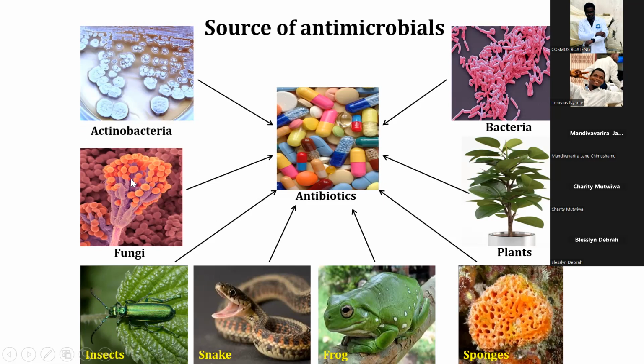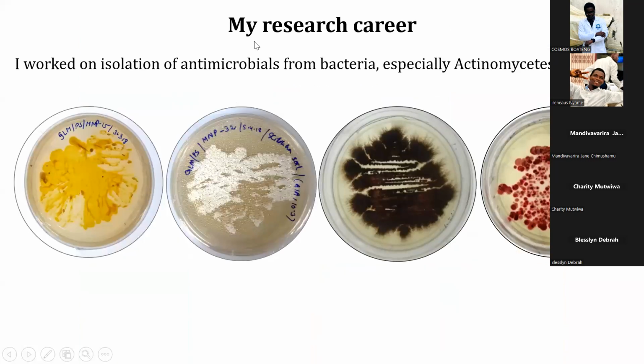Another source of antimicrobials is fungus. Antimicrobials have also been reported from insects, from snakes, that is the snake venom, from frogs, and from sponges which are present in the sea or the ocean. Antimicrobials have also been reported from plants like basil and neem, and from other groups of bacteria apart from actinobacteria.